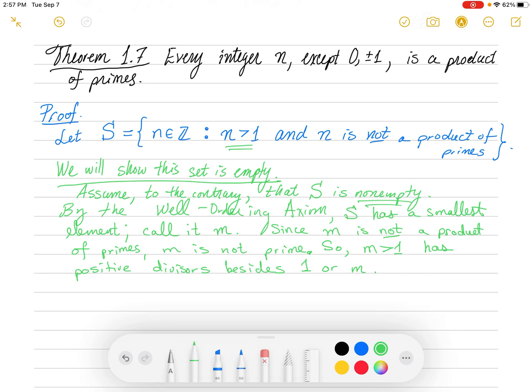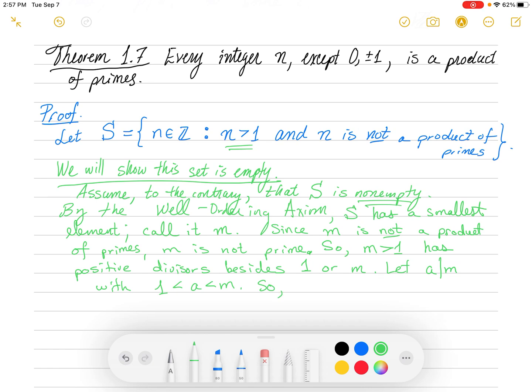Okay, so let A be a divisor of M. A has to be between 1 and M, because it's a positive divisor other than 1 or M. If you're a positive divisor of M, then you're less than or equal to M. You can't be 1, you can't be M, so you're strictly in between 1 and M.